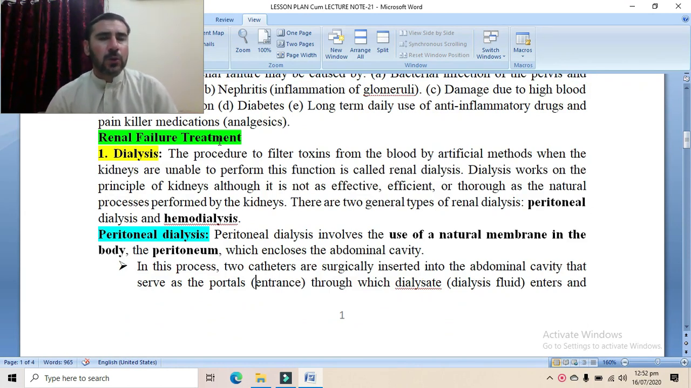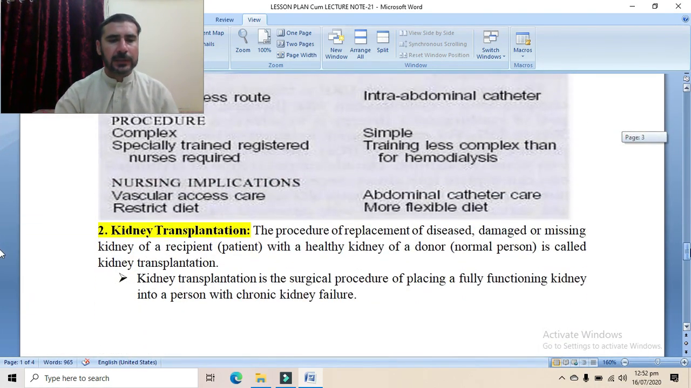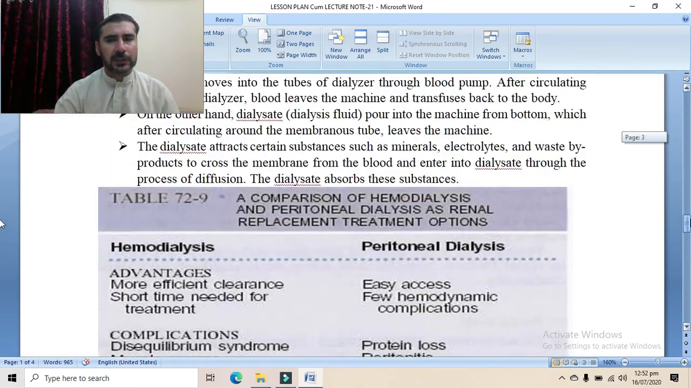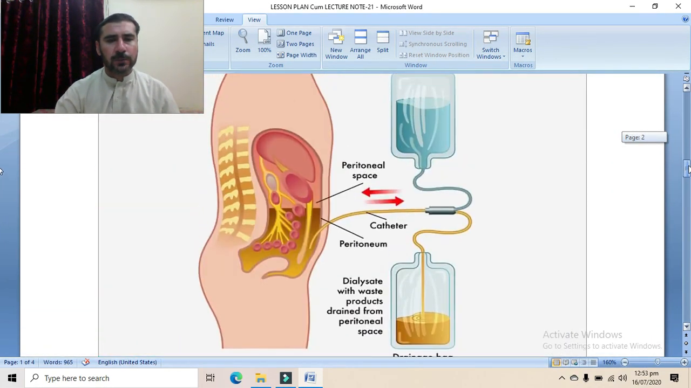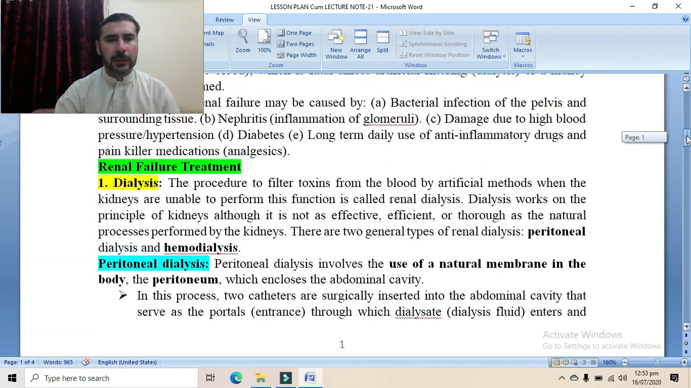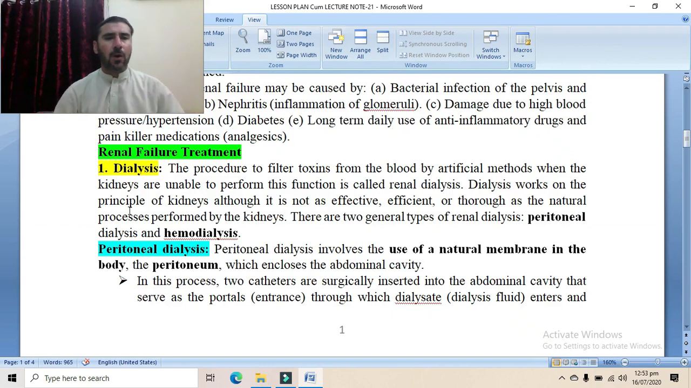Whenever there is chronic renal failure, in that case there are two solutions. One is dialysis and the second is the kidney transplant. This is the kidney transplantation. So we will study these two one by one. These are the two treatments: either dialysis will be performed or the kidney transplantation is required to treat the renal failure.